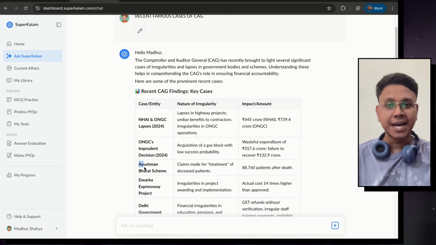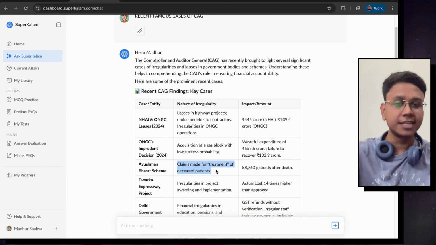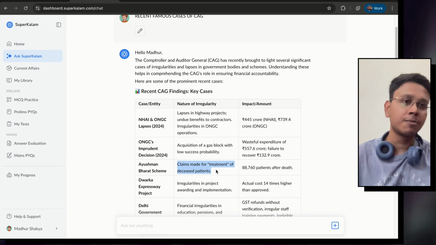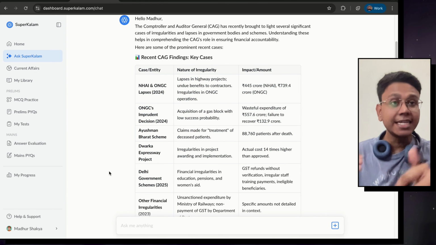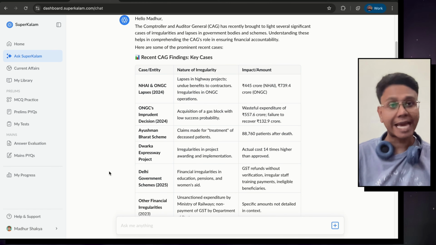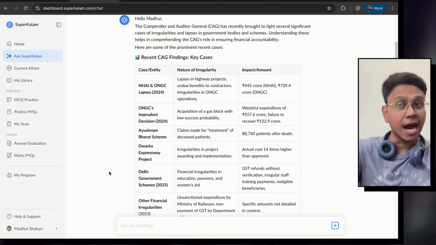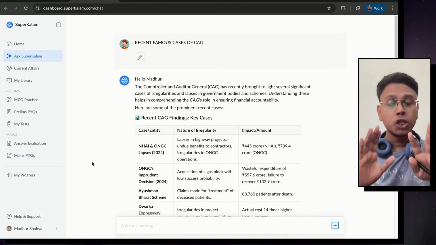See, Ayushman Bharat. I remember when this news came in, it was very widely covered in newspapers. You can write how claims were made for treatment of deceased patients. Even in the Ayushman Bharat case, CAG highlighted that a lot of repetitive phone numbers were also used. So there was some fraud going on. In this Delhi government case also you can highlight. So with recent cases you can show how CAG ensures the propriety of expenditure. If you are not remembering specific cases, you can just Google it or ask SuperKalam. You will get very precise cases just like this, right? So in this way you can answer that question.